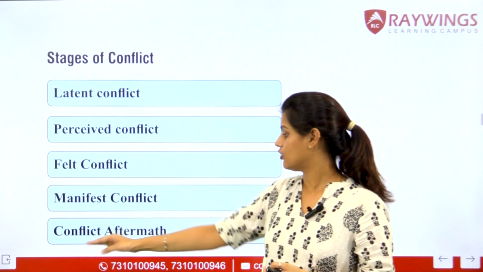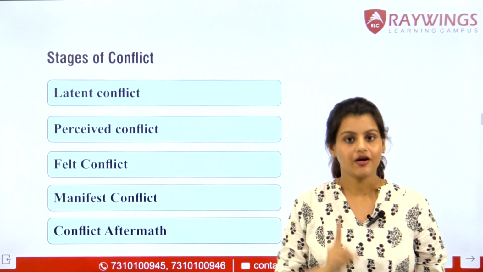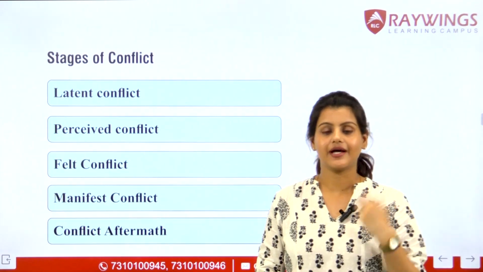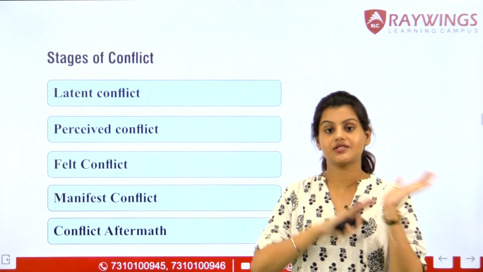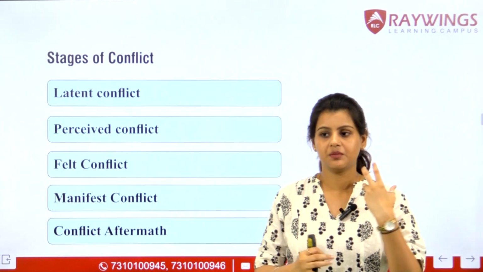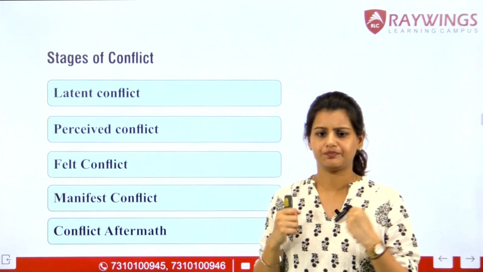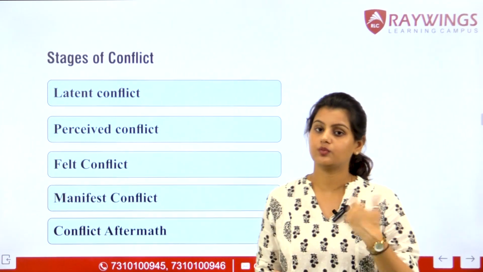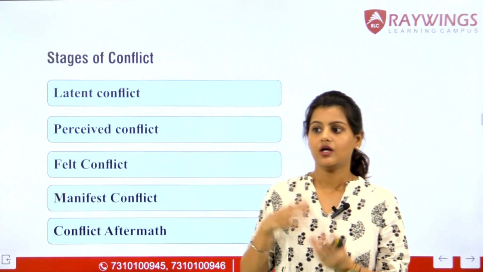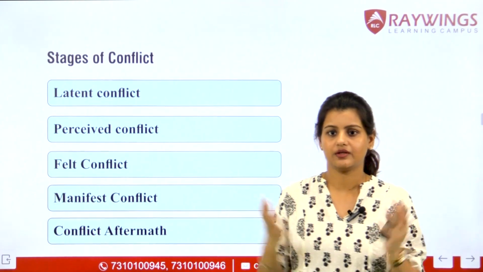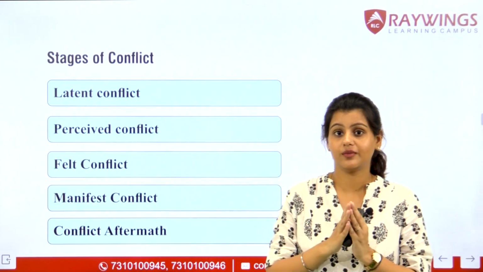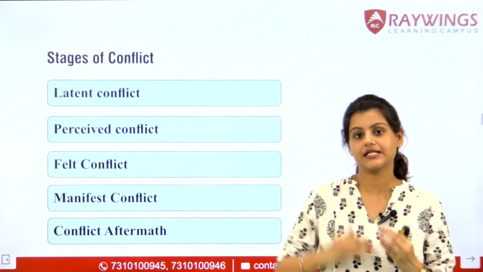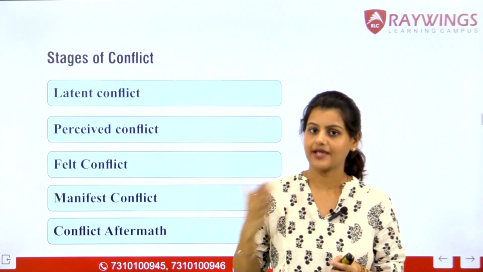And the last is conflict aftermath. Conflict aftermath is the last stage of conflict. Basically, the aftermath, as the name suggests. So, what happens after the conflict? Once the disagreement or that kind of a situation is over, what was the outcome? Was it positive or was it negative? Maybe how the people reacted, they came on a common ground, or they were maybe shifted to some different departments. So the conflict aftermath is basically a stage after the conflict has happened.